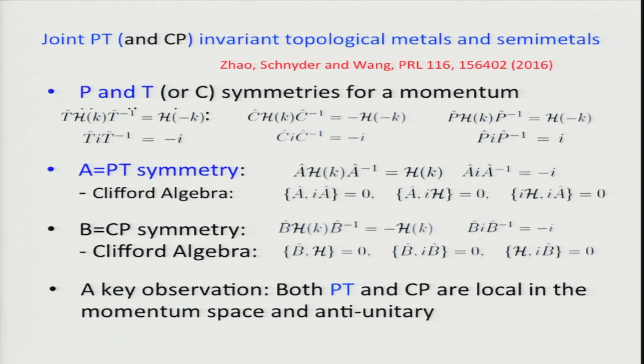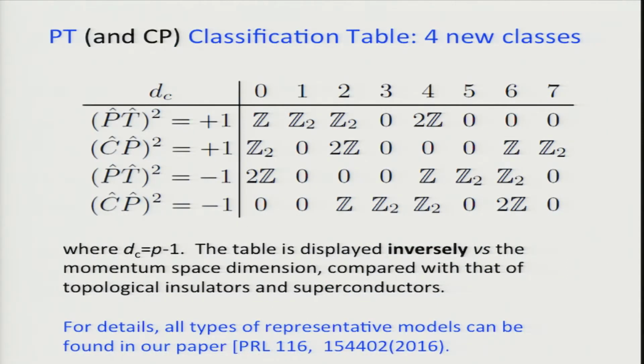Then we find the key observation: both PT and CP are local in the momentum space, unlike the previous K minus K. Then we give the mathematical classification, four new classifications. One is that the square equals positive 1, the other minus 1. Then we construct all the relevant models using simple 2 by 2, or sometimes 4 by 4 Hilbert space dimensions, and construct all of them.